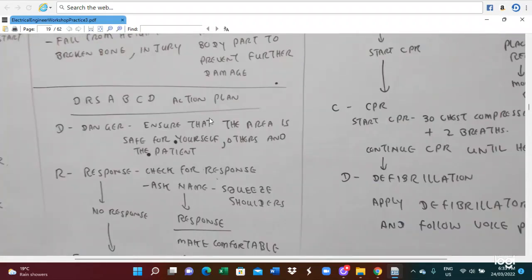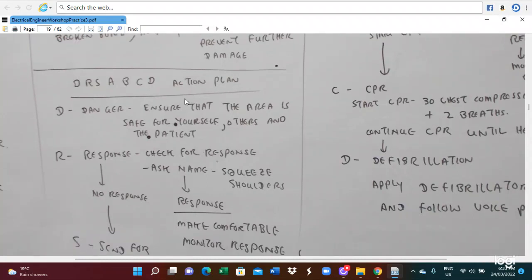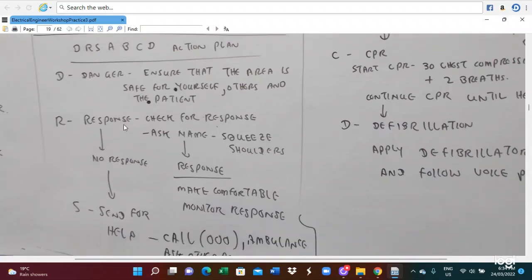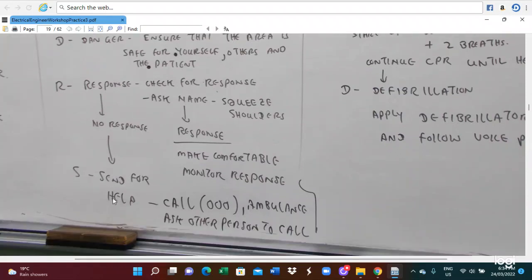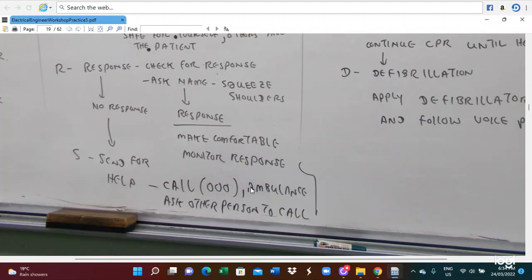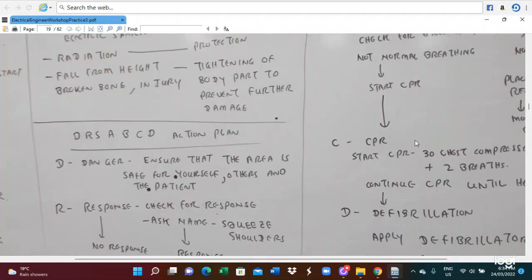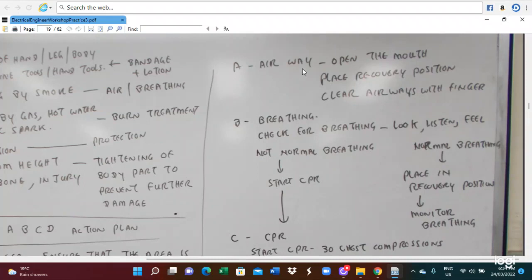In this case, the DRSABCD action plan must be followed. D is danger. Ensure that the area is safe for yourself, others and the patient. R is response. Check for response. Ask the name, squeeze the shoulder. If no response, send for help. If there is a response, make them comfortable and monitor the response. You have to call 000 ambulance and other professional personnel to arrive. A is airway, so open the mouth, place in recovery position, and clear the airway with the finger.